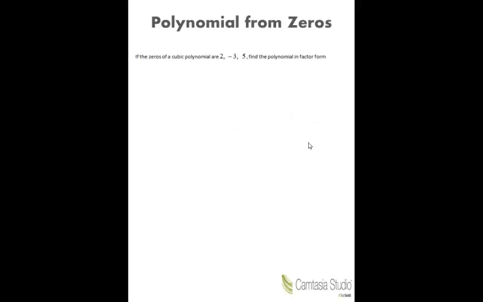Polynomial from zeros. If the zeros of a cubic polynomial are 2, negative 3, 5, you need to find the polynomial in factor form. Remember, we said factor form. So just write x equals 2, x equals negative 3, x equals 5. Those are the given zeros. And then the factors will be x minus 2, x plus 3, and x minus 5. And then write the polynomial. Multiply all of them together. That's your polynomial in factor form.